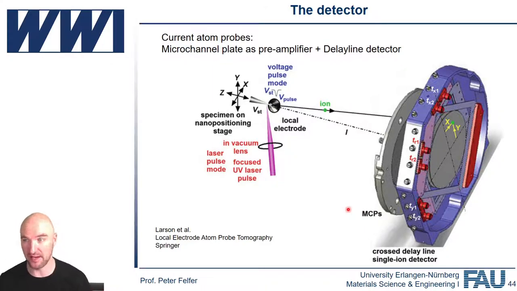So then we have an electron cloud, but we want to know where and when this electron cloud was produced. That's what the delay line does. The delay line is essentially just a wire strip. You don't need to have a meander, you can just have a wire strip.